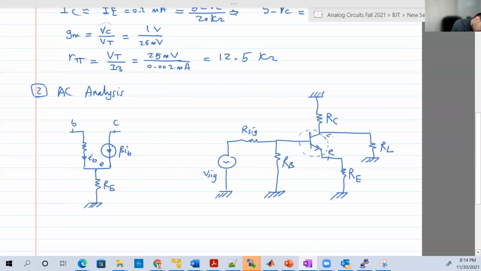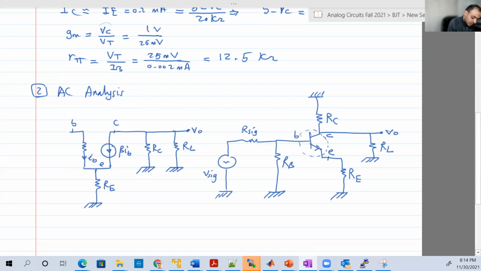Here is the collector. Between the collector and the ground, there are 2 branches. One is RC, and the other is RL. And of course, this is V out between this point and the ground. The voltage across RL or RC, both are equivalent because they are in parallel.